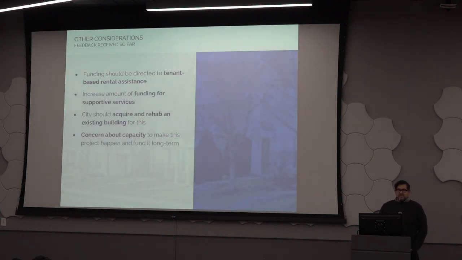Other considerations, we have received some feedback so far. There is a survey out there, we encourage anybody to take it, that helps get feedback on these different ideas. We heard that funding should be directed to tenant-based rental assistance. The reason no funding was allocated toward that is because there are vouchers being unused in the community today because there aren't affordable housing units. A couple of months ago when we presented to council, there were 137 vouchers reserved for homelessness that were going unused. And there's more for just the general population because of the limitation of affordable housing units. So we prioritize affordable housing units over rental assistance.